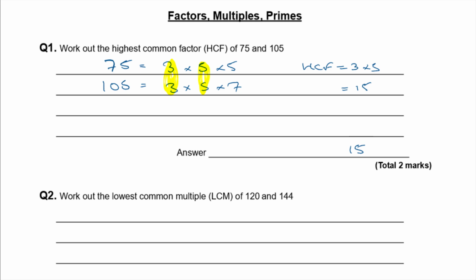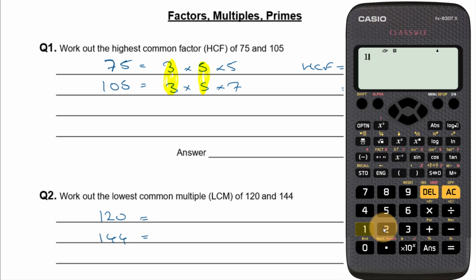Okay, LCM, start off the same way. I'm going to write it as a product of its primes first, if you haven't got the new calculator, and just work it out straight away. So 120 equals shift fact. That gives me 2 cubed times 3 times 5. And 144 equals shift fact. That gives me 2 to the power 4 times 3 squared.